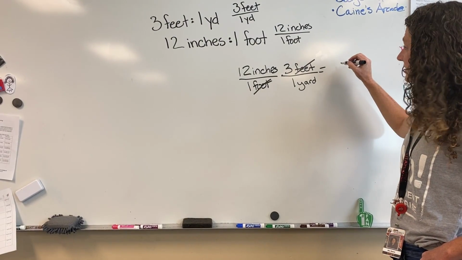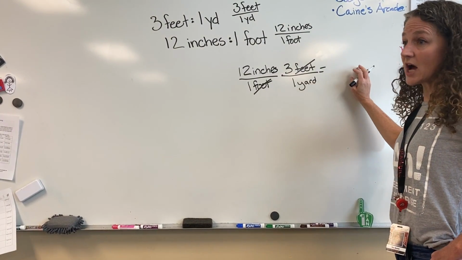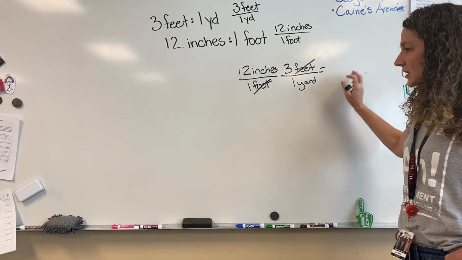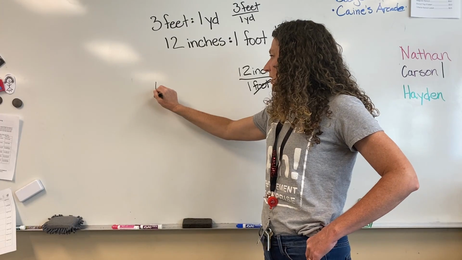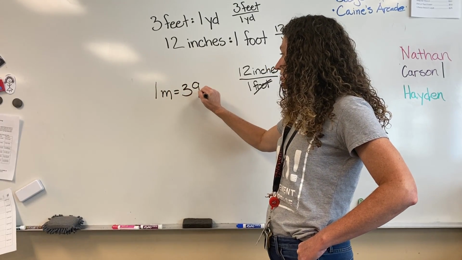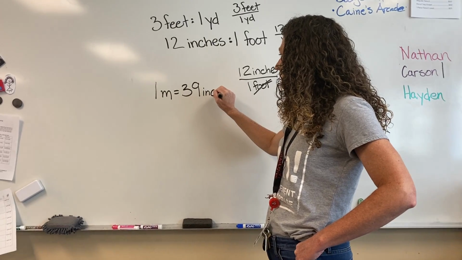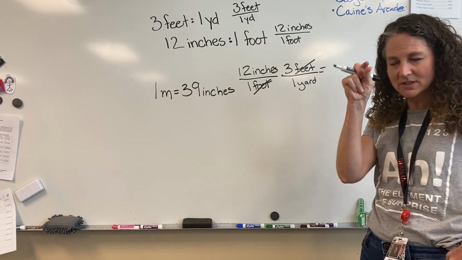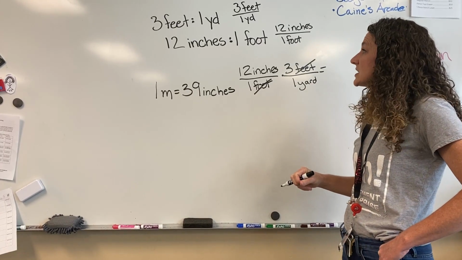Isn't 3 feet a meter? 3 feet is not a meter. 3 feet is a yard. A meter, 1 meter, is actually 39 inches. It's a wee bit bigger than a yard. Just a bit, but it's 39 inches.